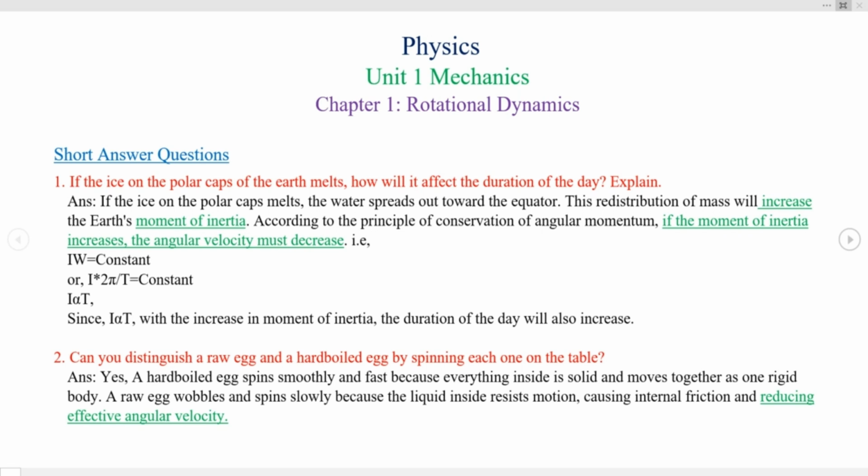Next question we have, can you distinguish a raw egg and a hard-boiled egg by spinning each one on the table? So the answer for this question should be like, yes, because a hard-boiled egg spins smoothly and fast because everything inside is solid and moves together as one rigid body. On the other hand, a raw egg wobbles and spins slowly because the liquid inside resists motion, causing internal friction and reducing effective angular velocity.